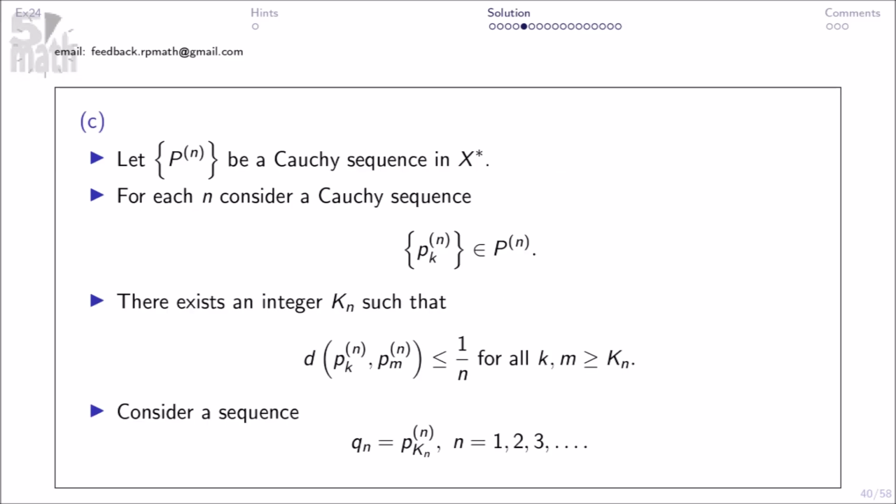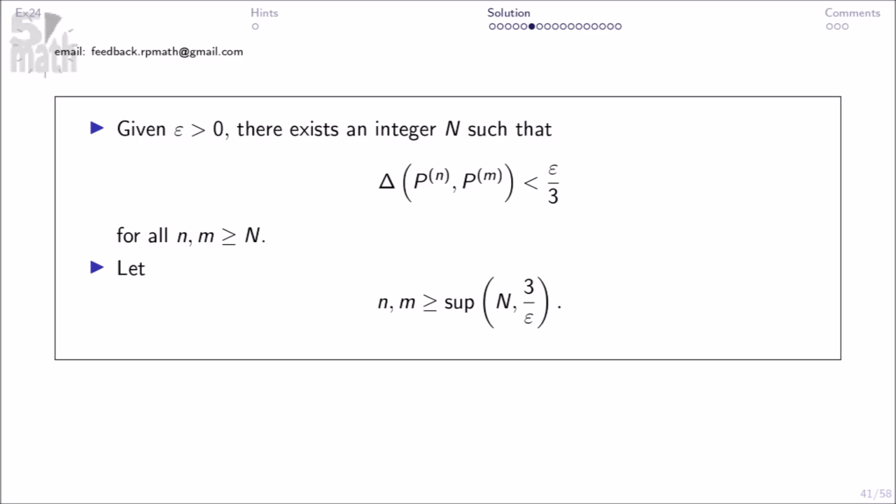Let Pn be a Cauchy sequence in X star. For each n, consider a Cauchy sequence here. There exists an integer kn such that this. Consider a sequence here. Given epsilon greater than 0, there exists an integer big N such that this for all n, m greater than or equal to big N. Let this.